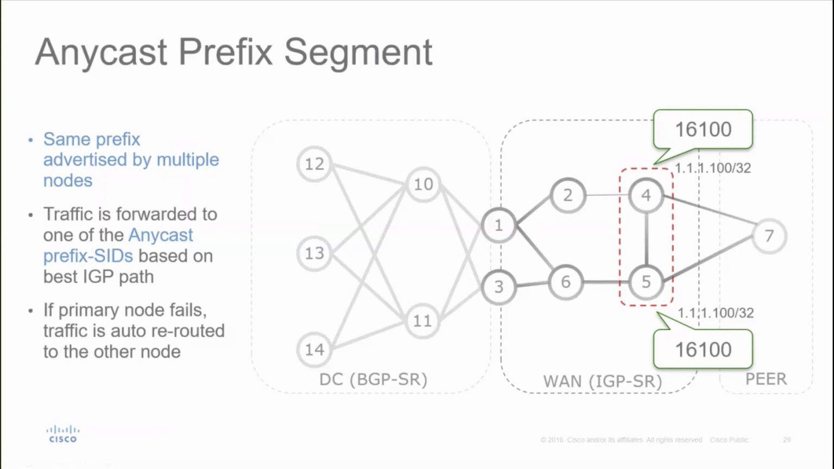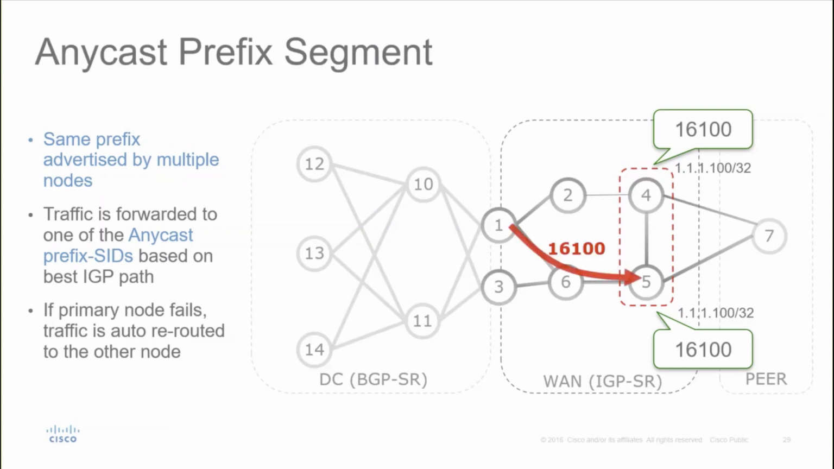Well, now with SR, you have the ability of having 2 routers that advertise the same prefix and also advertise the same segment routing label for that prefix. In this example, we use the label value 16,100. So now the IGP will advertise within this domain that I have 2 routers advertising the same prefix, and they're obviously putting the same label value for that prefix.